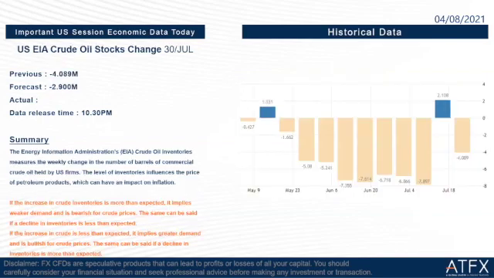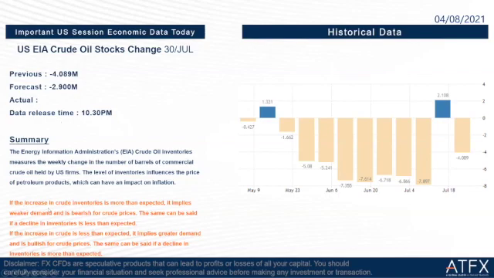We go to the last important US session economic data today: the US EIA crude oil stocks change 30th July. The previous is negative 4.089 million and the forecast is negative 2.19 million. The data release time is at 10:30 tonight.